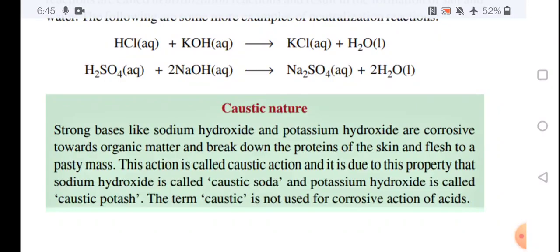Strong bases like sodium hydroxide and potassium hydroxide are corrosive towards organic matter and break down the protein of the skin and flesh into a pasty mass. This action is called caustic action, and due to this property sodium hydroxide is called caustic soda and potassium hydroxide is called caustic potash. The term caustic is not used for the corrosive action of solids.